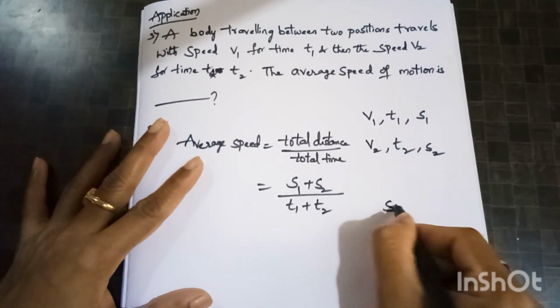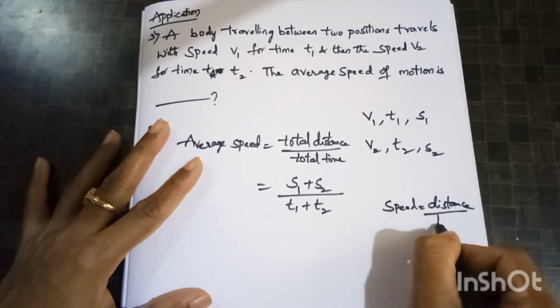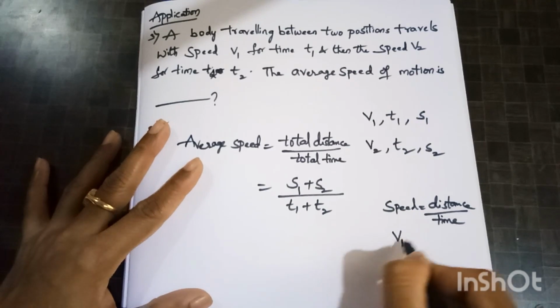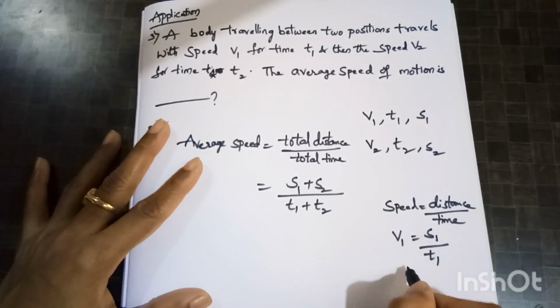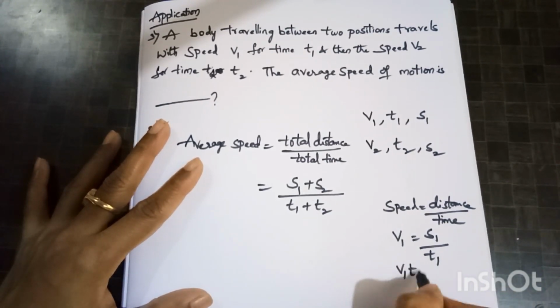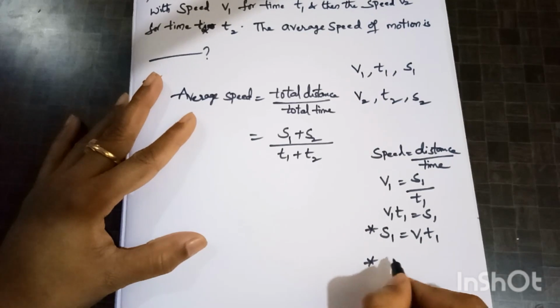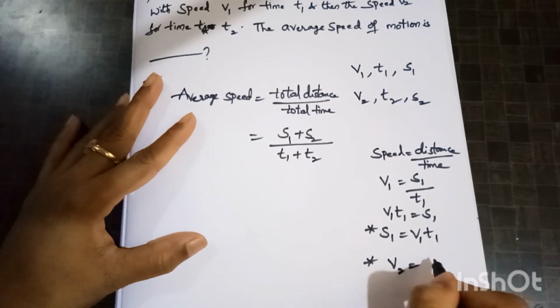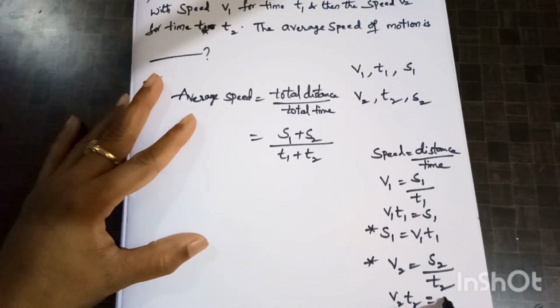So we know that speed is equal to distance by time. So for a speed v1, the distance will be s1 and the time is t1. So I want s1. So I'm sending this t1 to the left side. v1 t1 equals s1. So s1 value is v1 t1. Similarly, for a speed v2, the distance will be s2 and the time will be t2. v2 t2 is equal to s2. So s2 value is v2 t2.